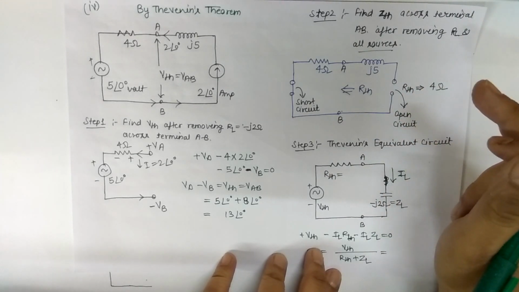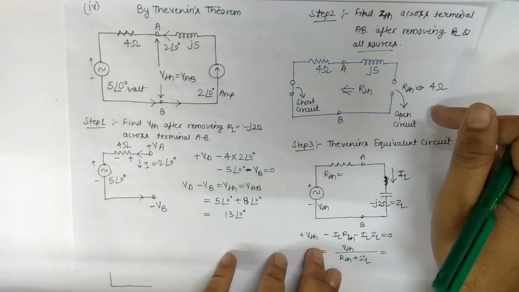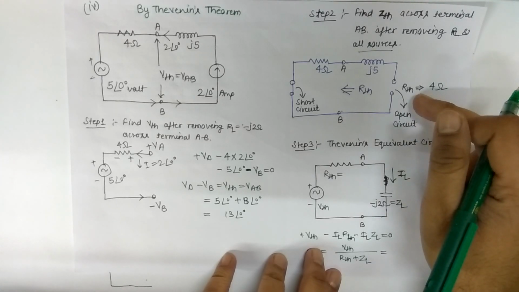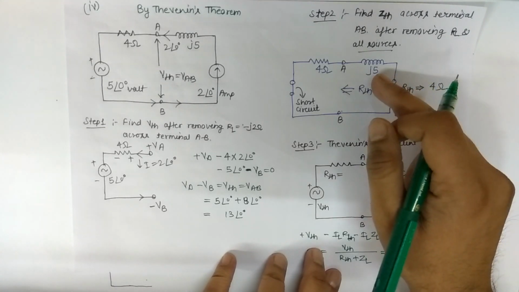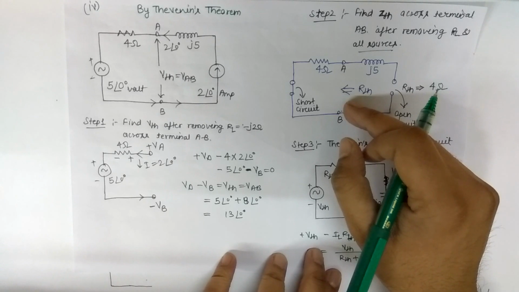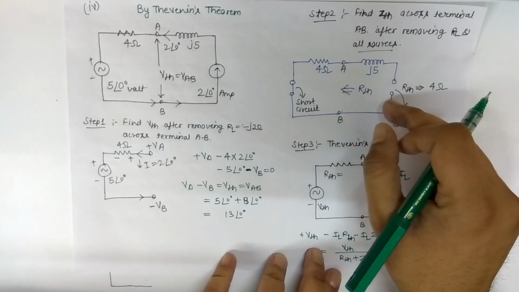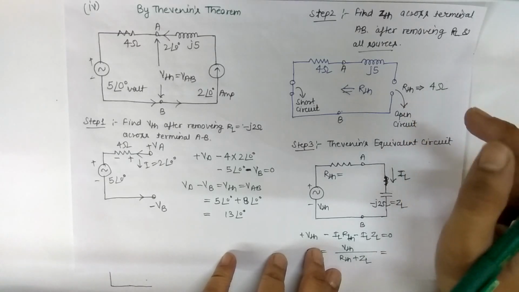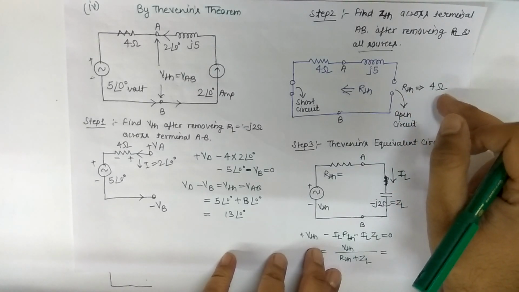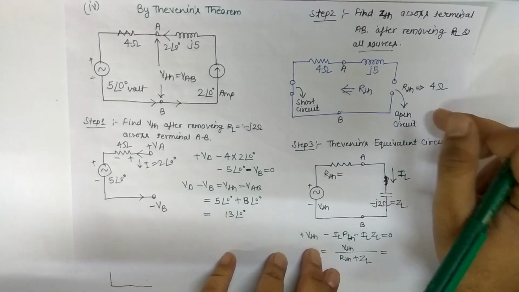Students are making a mistake for finding out RTH. They are considering this j5 and R in series. So this is a very important point to consider, that if there is an open circuit branch, we cannot consider it in the RTH. So RTH is equal to 4 ohm for this circuit.